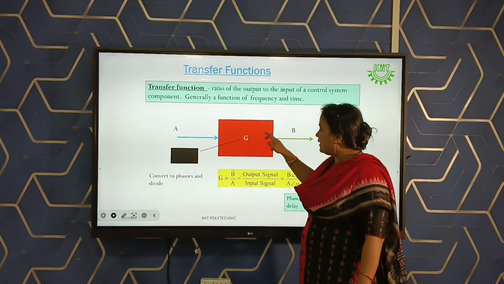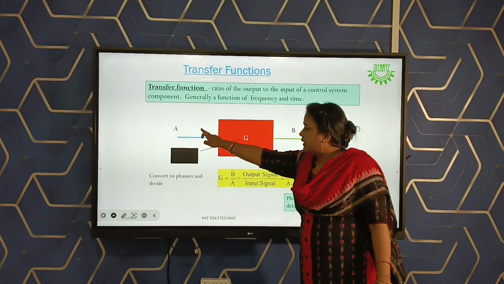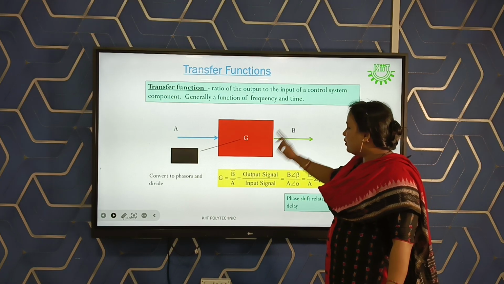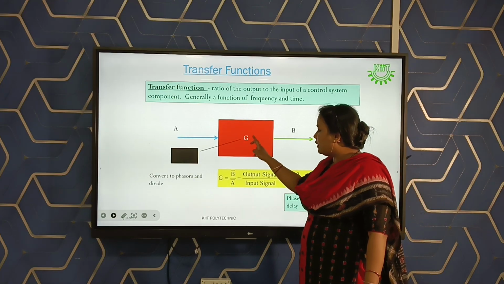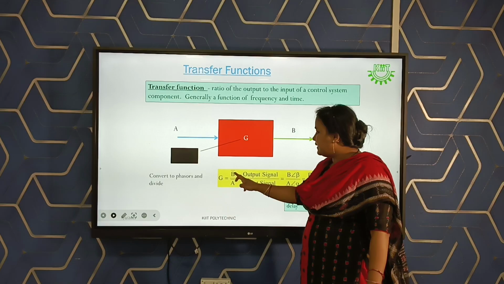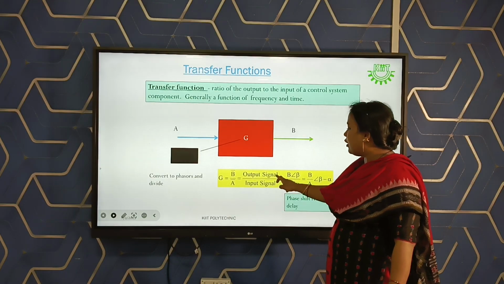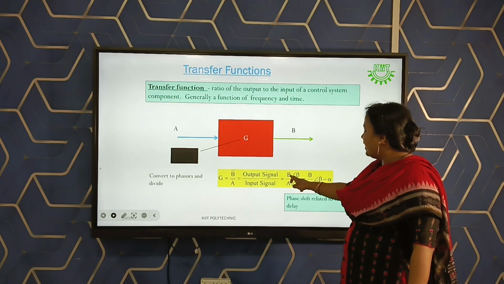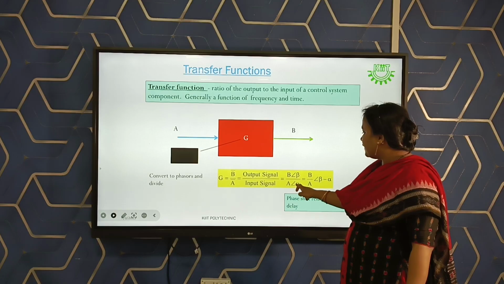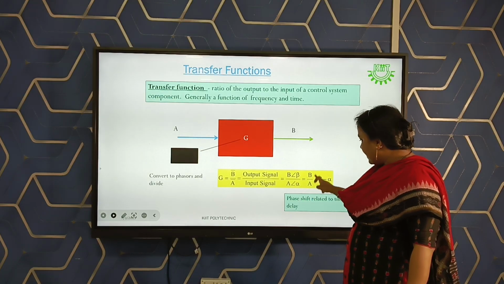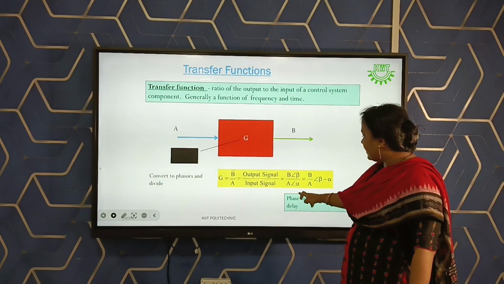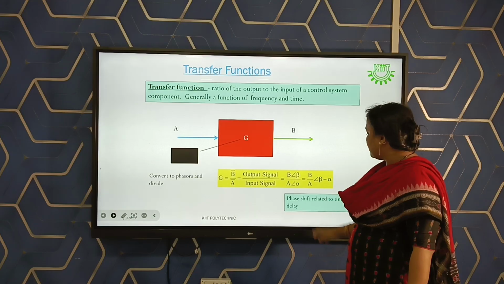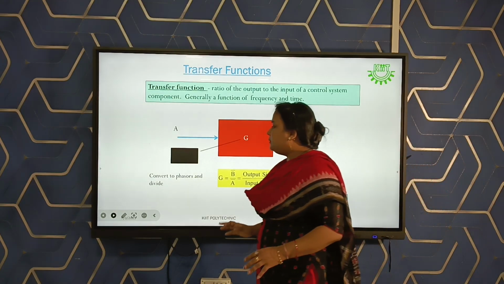Here we have represented Z as the gain. We are giving input signal as A and getting output signal as B. So we can get the gain value, which will be equal to output by input. Here it is written as B by A, the output by input signal. Here also we are considering the angle value. B's corresponding angle is beta, A's corresponding angle is alpha. So we can write B by A, and as it is divided, the angles will be subtracted. So it will be beta minus alpha. So it considers the phase shift, which is related to the time delay also.